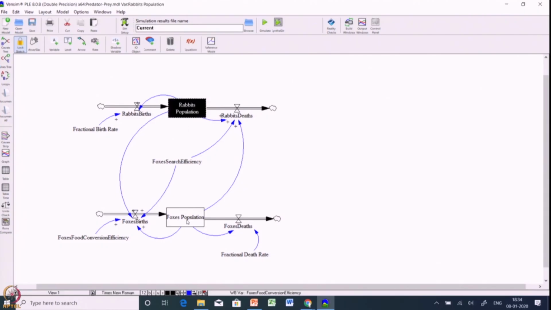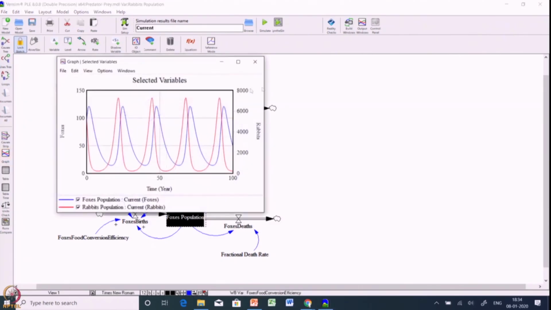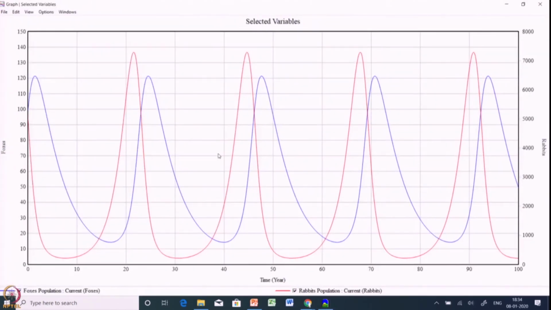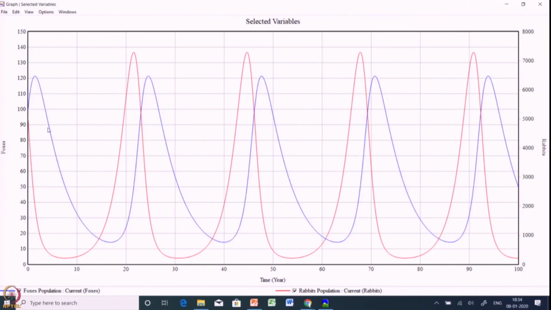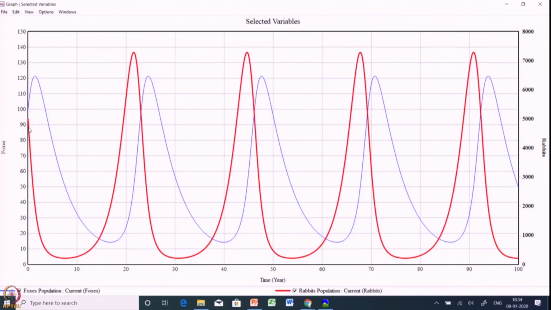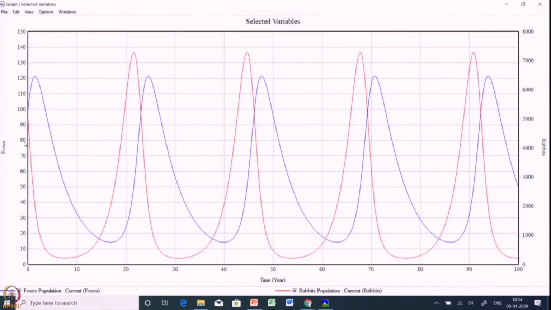Let us select both the stocks, click graph, and we have got a really interesting looking oscillatory behavior between the population of the two species, the prey and the predator. The prey or rabbits is the red and foxes is in the blue. The left vertical axis is the population of foxes and the right vertical axis is the population of rabbits.